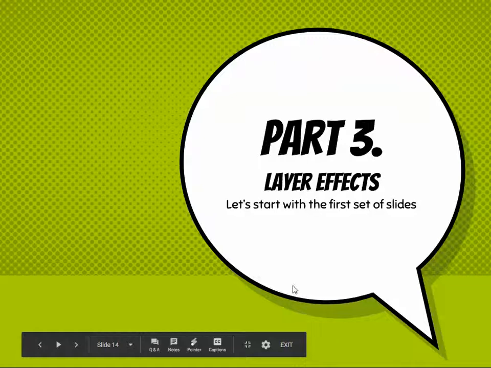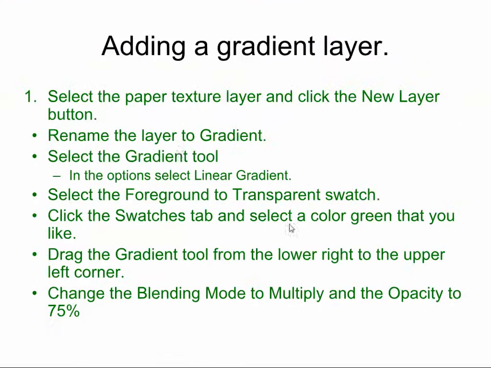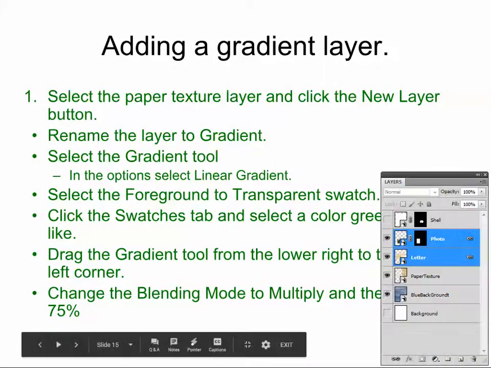All right, we're going to do part 3 of lesson 5. We're going to do some layer effects. We're going to add a gradient above the paper texture. So let's see if we can figure this whole thing out.